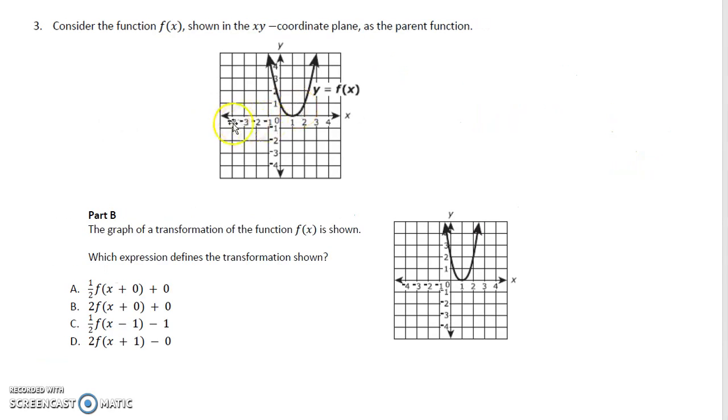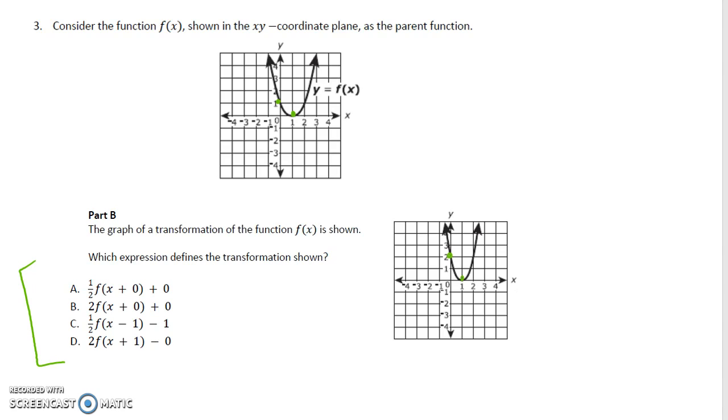All right, so considering that same parent function, what's happening here? So take a look at this vertex. Take a look at what's going on here. So look at your intercepts. What has changed? All right, so go ahead and take a moment to pause. Check out these expressions below. Which one's going to define this graph?